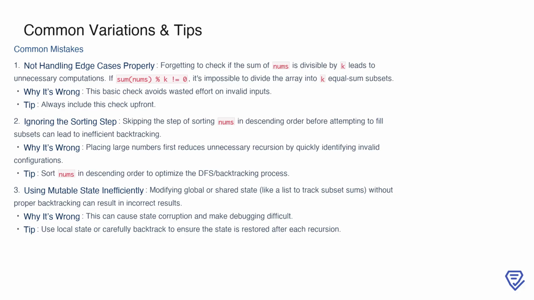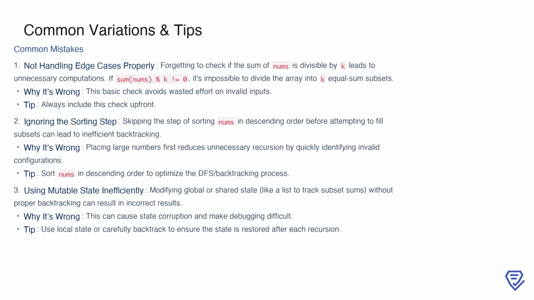This is a simple check that should be done upfront to avoid unnecessary computations. Another mistake is ignoring the importance of sorting. Sorting the numbers in descending order helps prioritize larger numbers first, which can reduce the number of recursive calls and make the backtracking process more efficient.